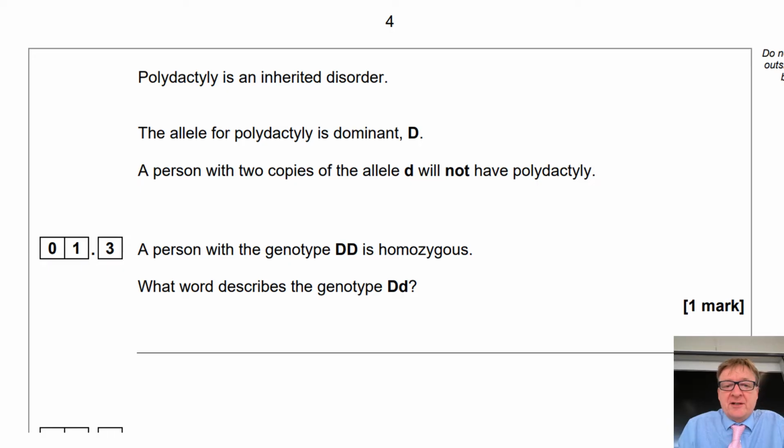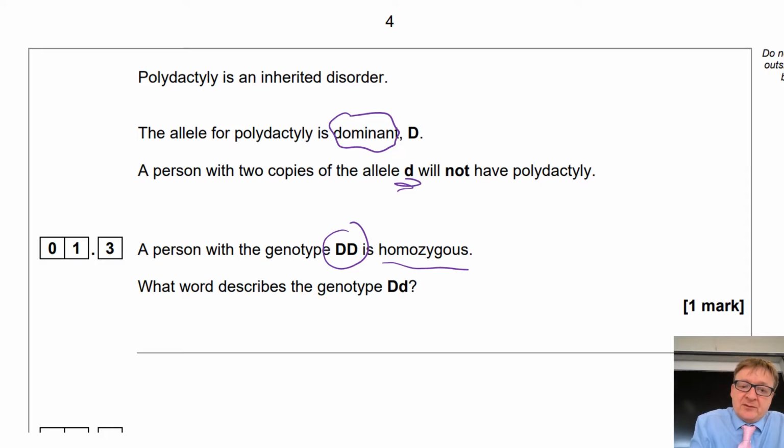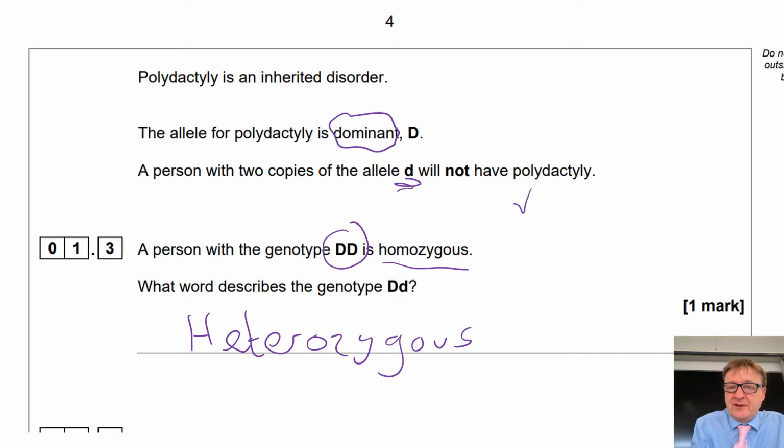Polydactyly is an inherited disorder. The allele for polydactyly is dominant. We've got to remember polydactyly is dominant. A person with 2 copies of the allele little d will not have polydactyly. A person with the genotype big D big D is homozygous, because homozygous means there's 2 of the same. What word describes the genotype big D little d? That is heterozygous. Okay, so little d little d would be homozygous recessive, and big D big D is homozygous dominant.